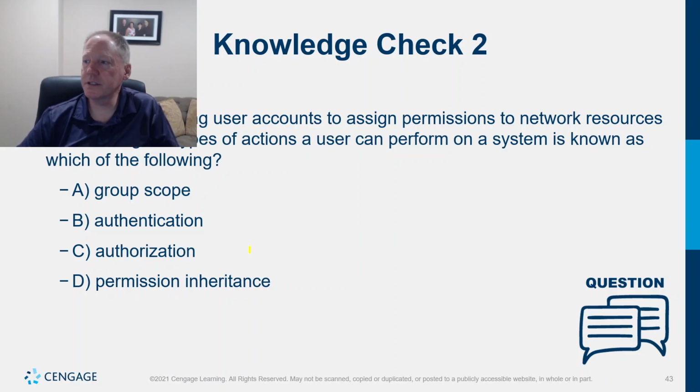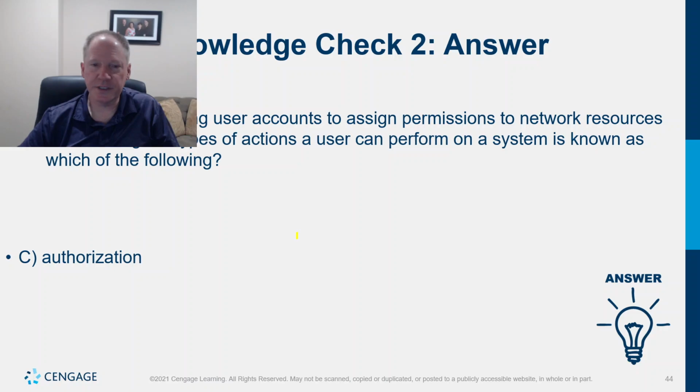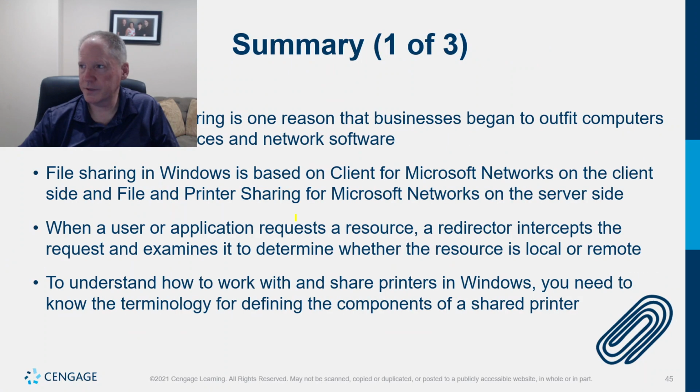All right, so the process of using user accounts to assign permissions to network resources and defining the types of actions a user can perform is known as what? That's known as authorization. So remember, authentication is you are who you say you are. The authorization is based on your permissions. So this is talking about permissions.